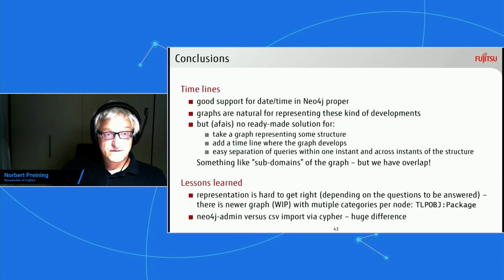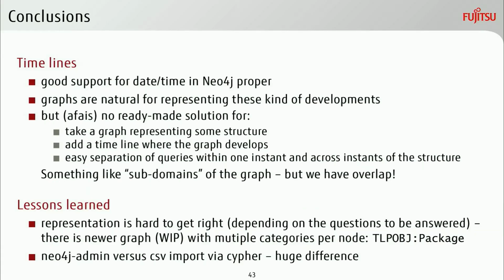Some things I have learned: representations are hard. I have changed representation a few times over the last years. I have actually a new one, half work in progress, half finished, where I have used multiple categories for nodes. That makes it easier for queries if you have, say, a meta category like table or object. And of course, Neo4j admin versus CSV import and all these differences. Most people are aware of this, but if you do it the first time, or not the first time, but then, it's a huge difference.